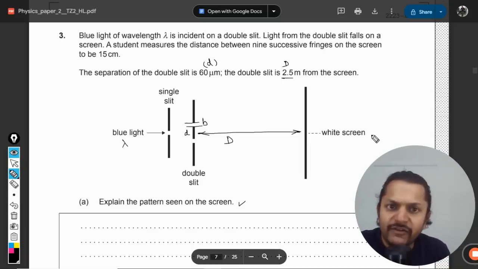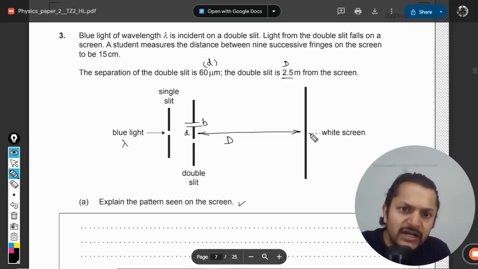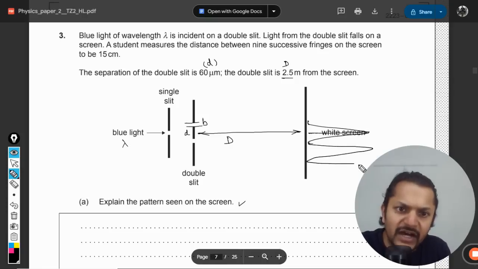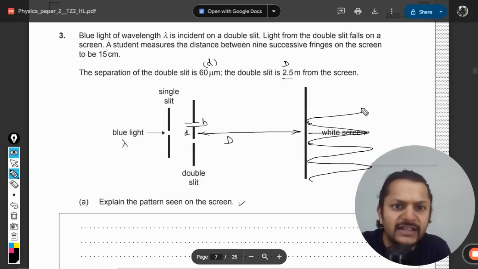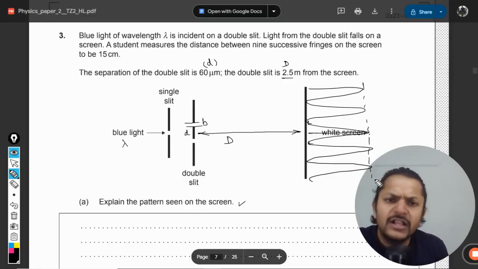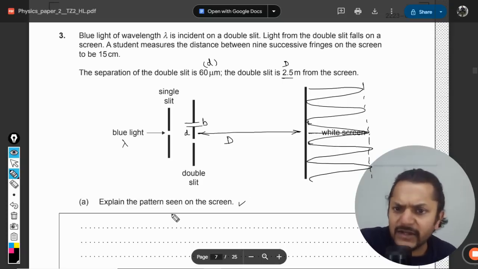So our answer will be that this will be the central bright fringe, and wherever the constructive interference is taking place, there will be a bright fringe, and otherwise there will be a dark fringe. So the pattern will be somewhat like this, and there will not be any major difference in the intensities of the maxima, because we are not considering diffraction. A couple of these things, and then the answer can be written.